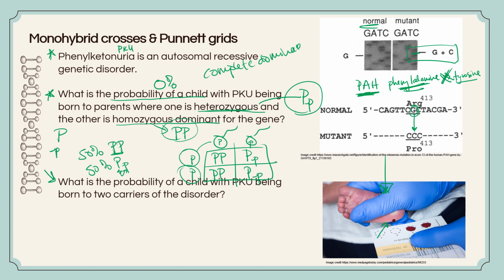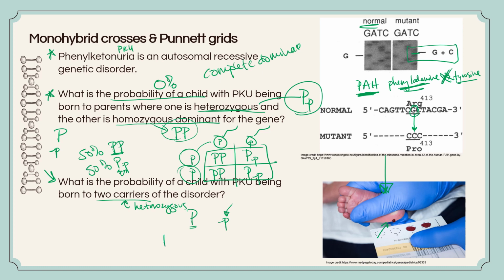But what if I have two carriers? Carrier is another way that we can describe heterozygous genotypes. Because if I have that allele, but I don't show it because I am heterozygous and I have that dominant allele also, I'm hiding or masking that recessive trait. I'm carrying it, but I'm not expressing it. So heterozygotes can also be called carriers.